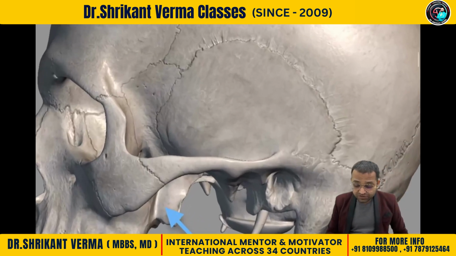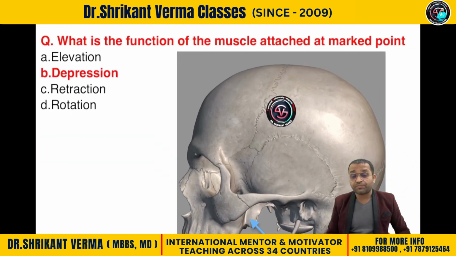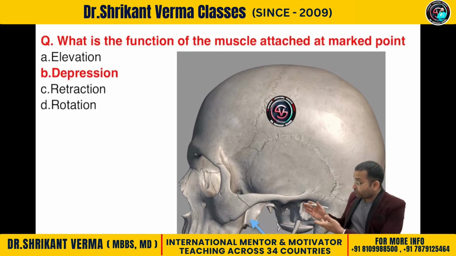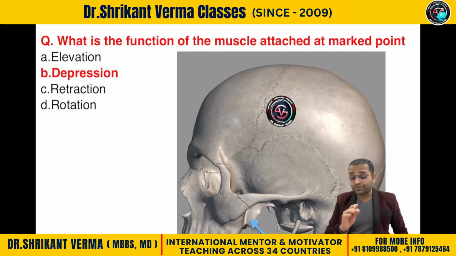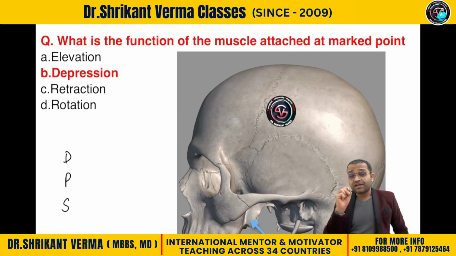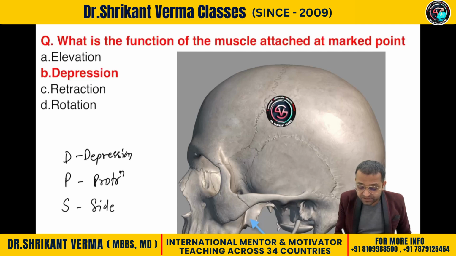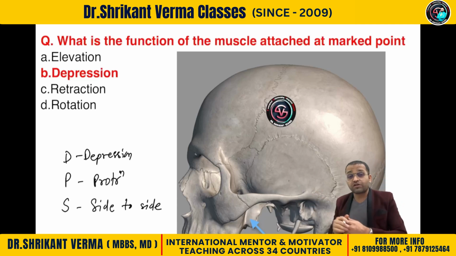Why? Because this is the lateral pterygoid plate, which gives origin to the lateral pterygoid muscle from its lateral surface. You can remember the action of the lateral pterygoid muscle with the formula DPS, Delhi Public School. D for depression, P for protraction, and S for side to side movement. Among all this, they gave the depression option, so you can opt for it.